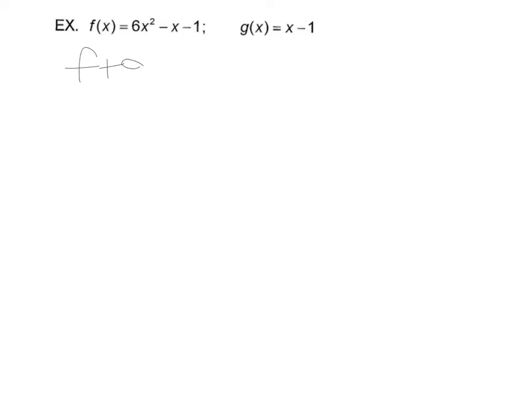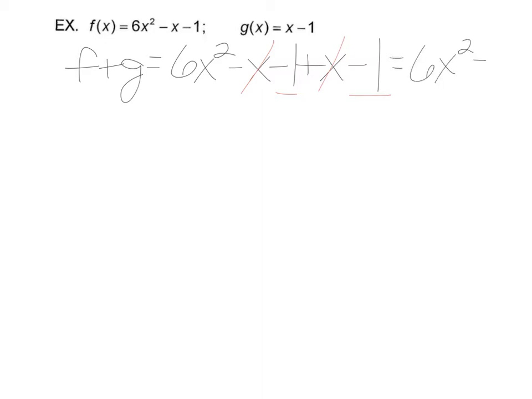F plus g is 6x squared minus x minus 1 plus x minus 1. Now I have some like terms to combine. The x's will cancel, and minus 1 and minus 1 make minus 2. So it's 6x squared minus 2.